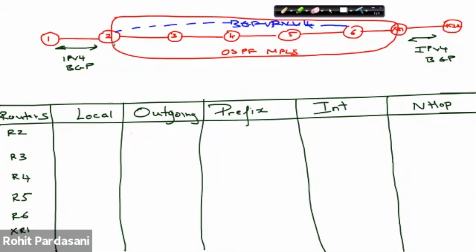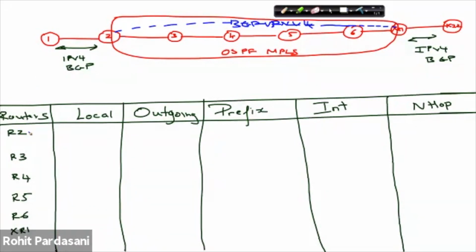Now, my BGP neighborship between 2 and XR1, there is another prerequisite that you would need. Your neighborship must be on the loopback. It should not be on the physical interface. It should be on the loopback, because otherwise your penultimate hop popping would happen one hop earlier. That's why your neighborship must be on the loopback. So let's assume that R2 and XR1 were establishing BGP neighborship on the loopback.